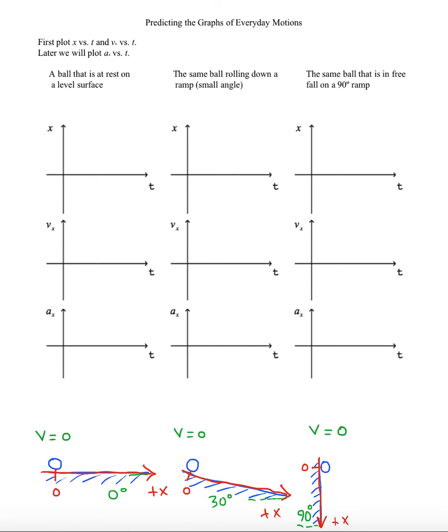Now go ahead and predict what you think the motion graphs will look like for these situations. Draw the x versus t. That's position versus time. And let's also draw the velocity versus time. You can try the acceleration versus time if you wish as well. And I'll give my answers to it shortly.